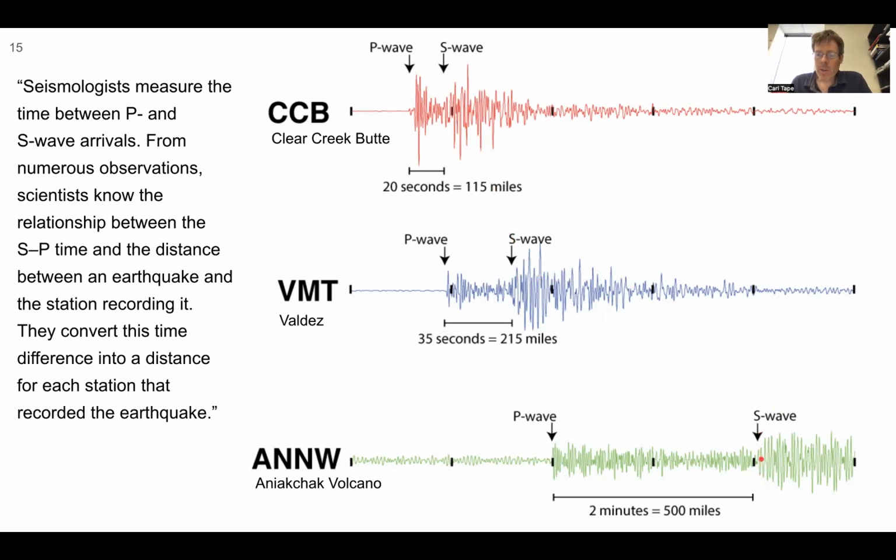And so the measurement that's made is actually the time difference between the P and the S wave. So here it's about 2 minutes, here it's about 35 seconds, and here it's about 20 seconds. The distance shown here, we'll see how that distance is determined. But for now, the measurement is just a time difference between where the pick for the P wave starts and the S wave starts.